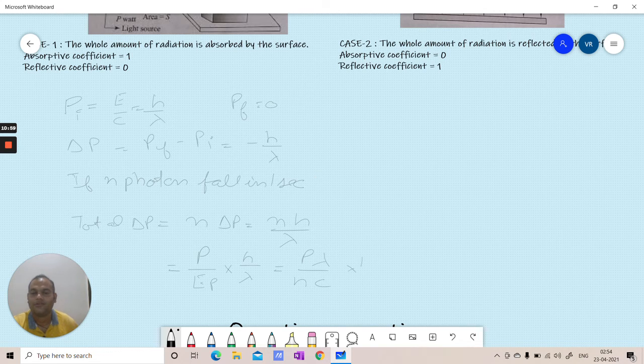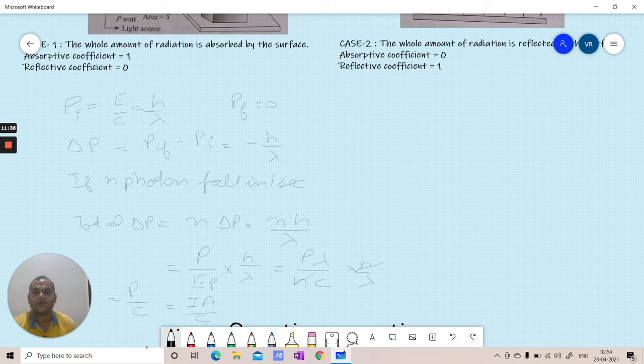hc into h by lambda. H and h got cancelled, lambda and lambda got cancelled. So finally what we get is P by C, or what we can write it as, power is what? Intensity into area. Power is what? Intensity into area by C.